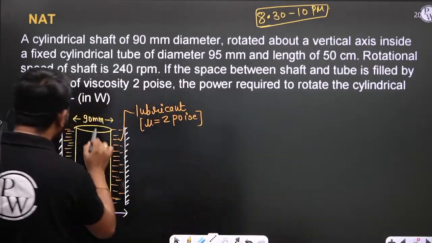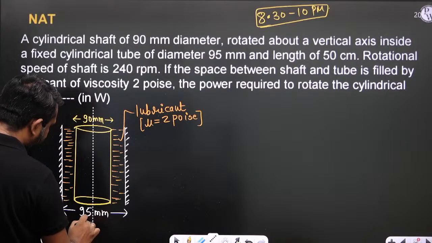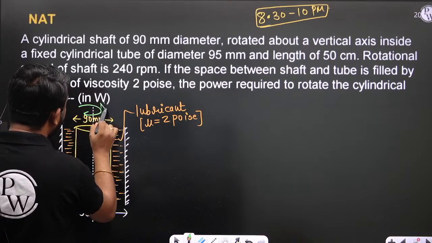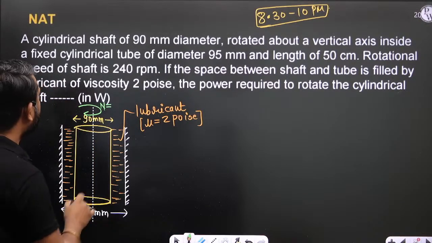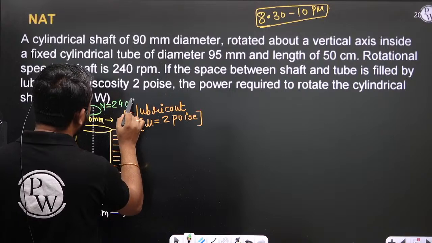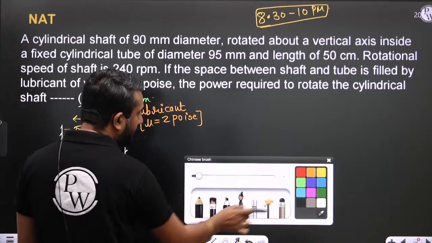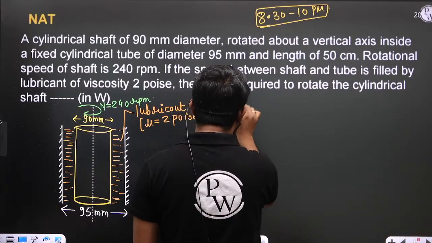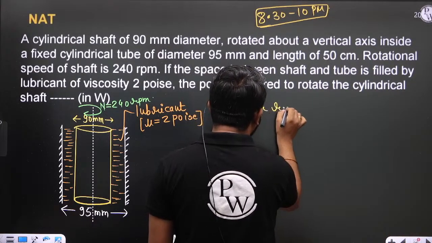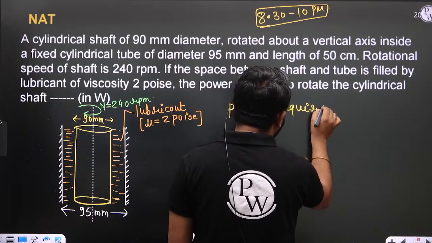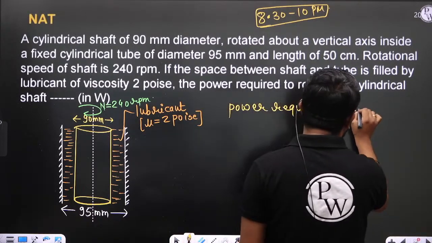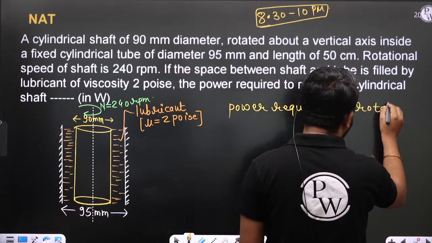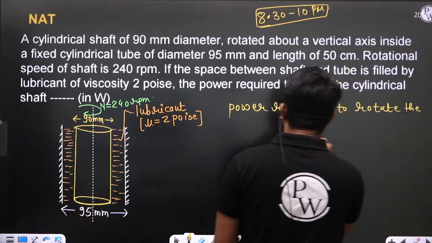This shaft is rotated about vertical axis. So let us consider this is the axis, and about this the shaft is rotating with rpm. So n is mentioned, that is 240 rpm. So in the question, the power required to rotate the cylindrical shaft is asked.